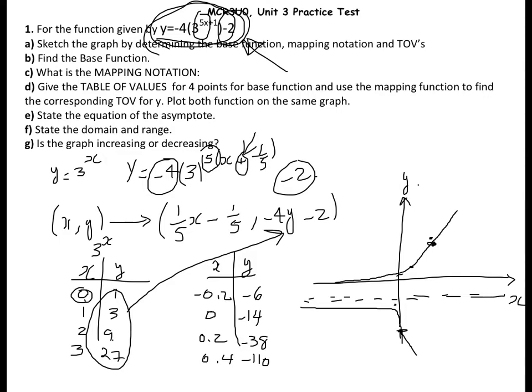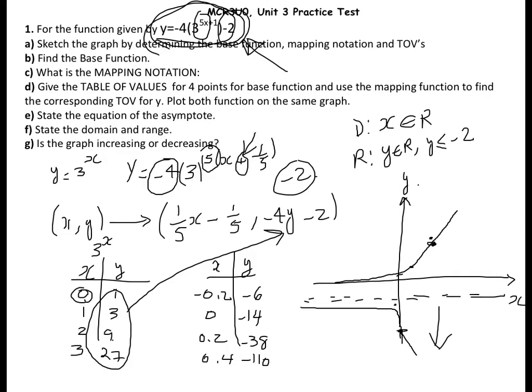Okay? Now, the next question says, state the domain and range. For this function, as you can see, x from negative infinity to infinity is acceptable. So you are going to say the domain is x in R. But for your range, as you can see, y can only take values which are less than negative 2. So we are going to say that y is in R and y is less than or equal to negative 2.